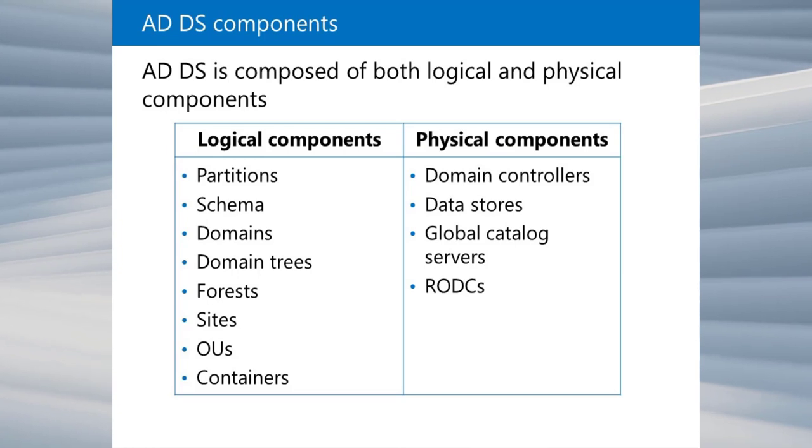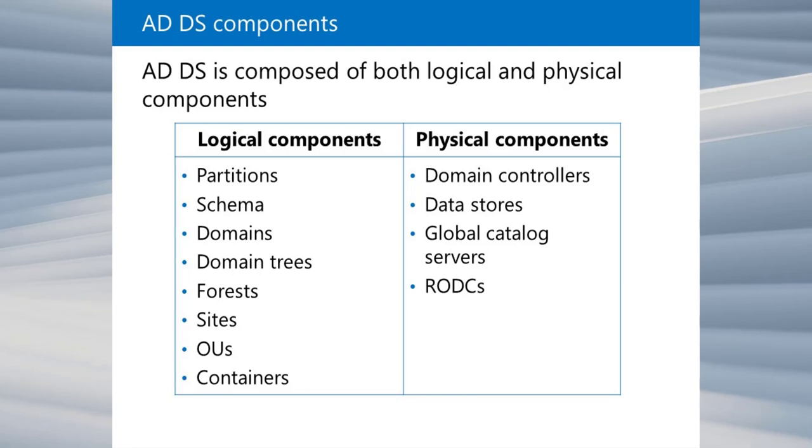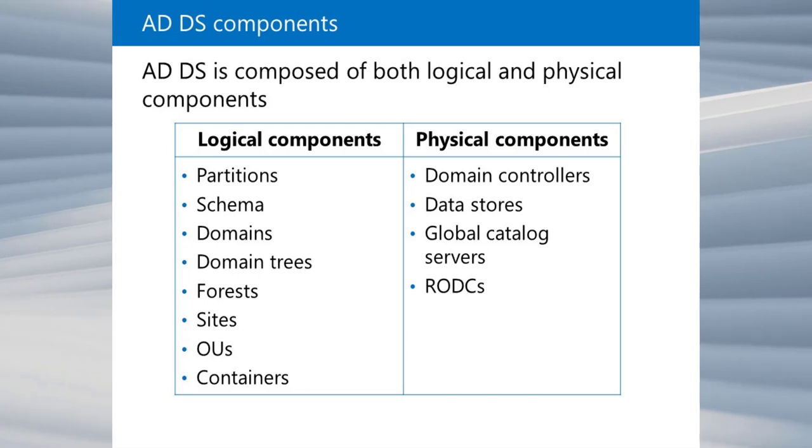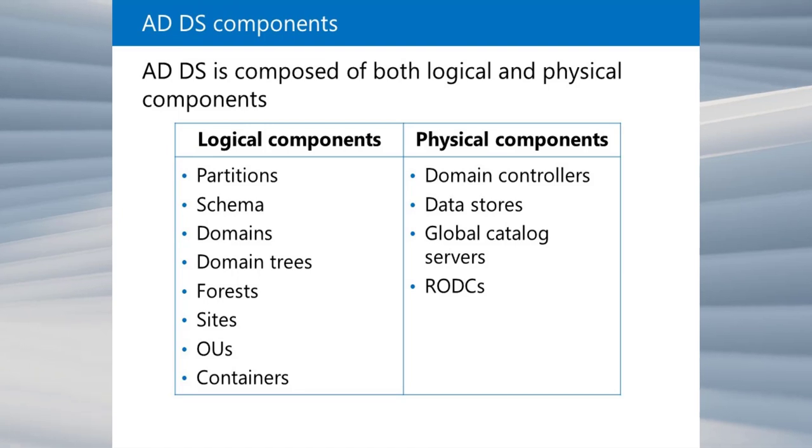The ADDS database uses Microsoft Jet database technology and stores the directory information in the ntds.dit file and associated log files. The C:\Windows\ntds folder stores these files by default.